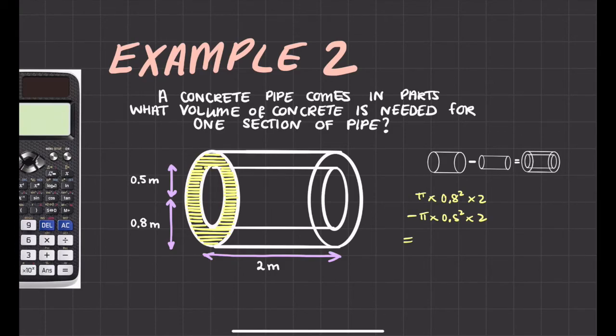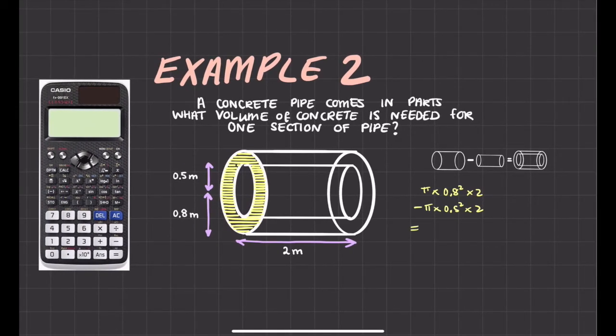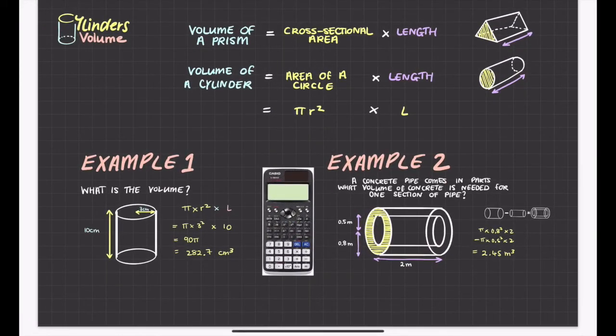So on my calculator, I'm going to use the pi button, so I'm going to press shift and this button here to get pi. So that times 0.8 squared times 2, take away pi times 0.5 squared times 2. Okay, that gives me an answer of 2.45 meters cubed. So that's how much concrete I would need to make that shape. Okay, so that's a quick look at cylinders' volumes.